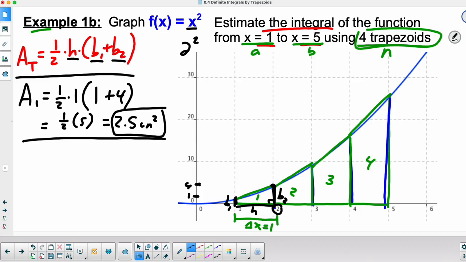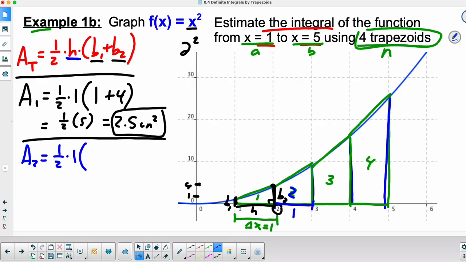Not much area. I go to my second trapezoid. Trapezoid number 2. I'll put this one in blue. Well, okay. Area of the second trapezoid. 1/2. The height. What's the height this time? Oh, hey, guess what? The height's still the same. It's still this distance between here and here, which is 1. So my height's going to be 1.